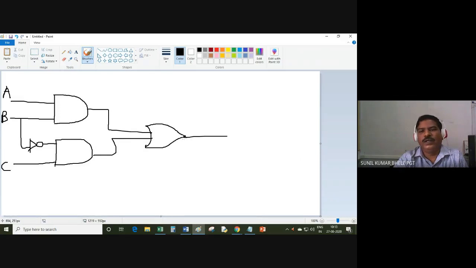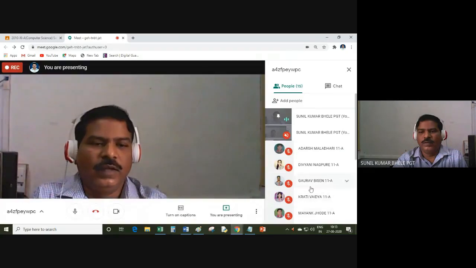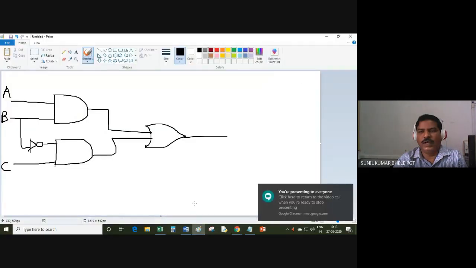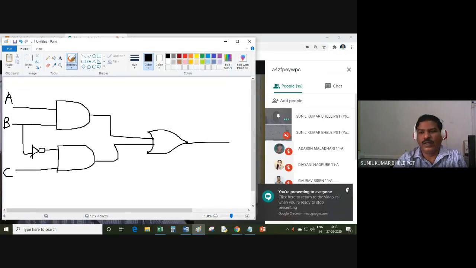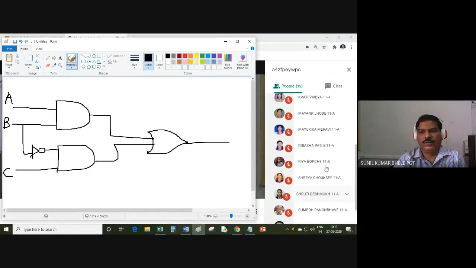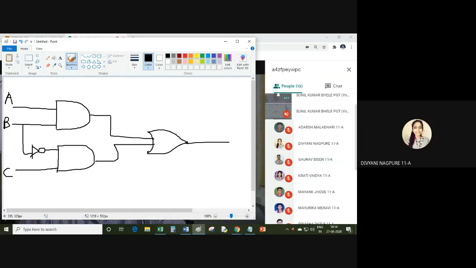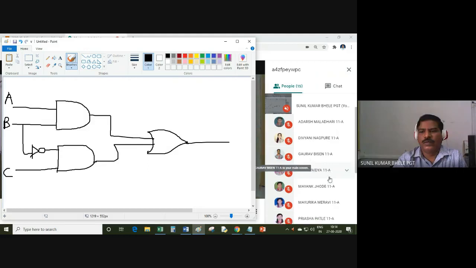Can you write by looking at this picture? What is the Boolean expression? If anybody can write the Boolean expression of this circuit, he or she can turn on the mic. Anybody? Divyani? No, sir. Who can try? Mayank?